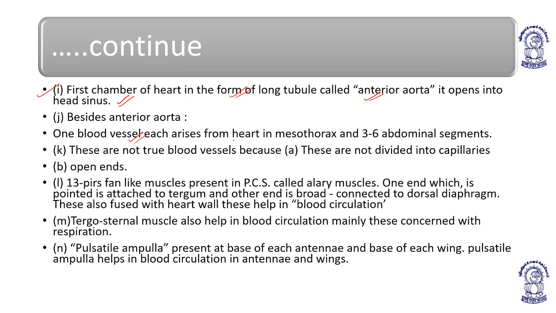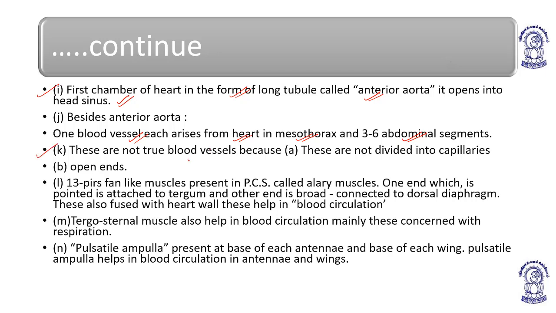Besides the anterior aorta, one blood vessel each arises from the heart in the mesothorax and in the 3rd to 6th abdominal segments.